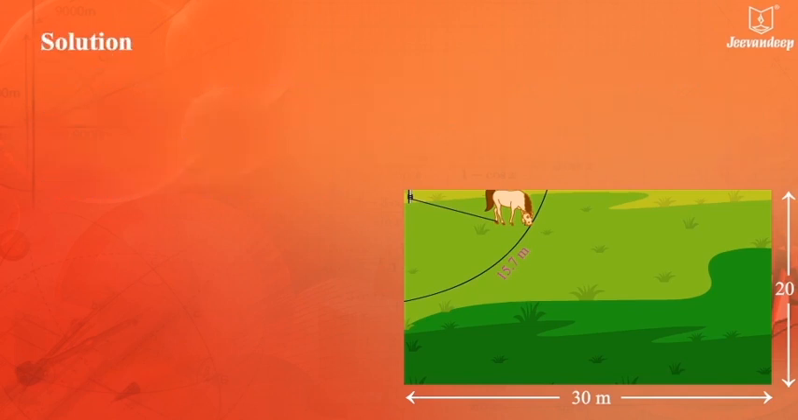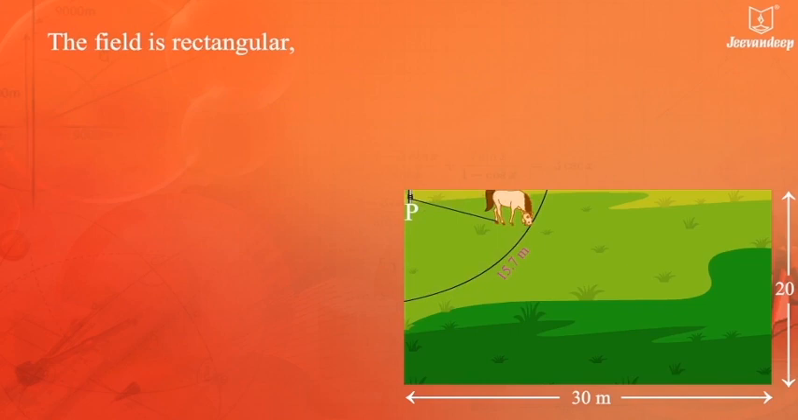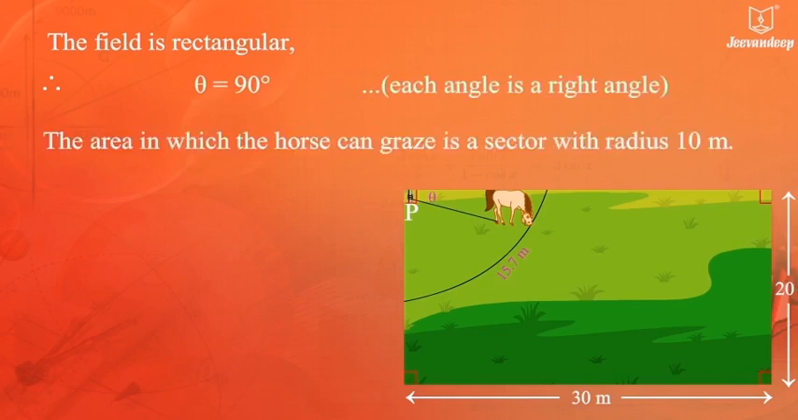Solution: the shaded portion in the figure indicates the area in which the horse can graze. P is the position of the pole. The field is rectangular. Therefore, theta is equal to 90 degrees. Each angle is a right angle. The area in which the horse can graze is a sector with radius 10 meters.